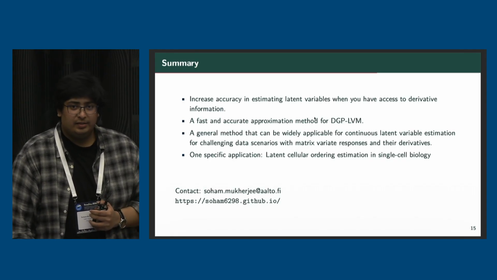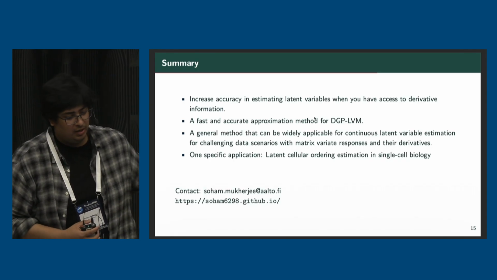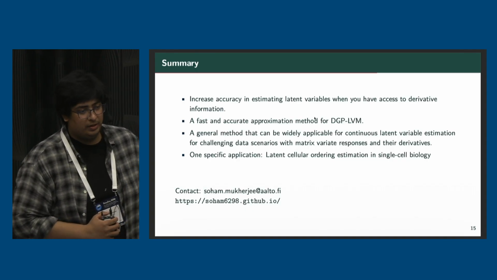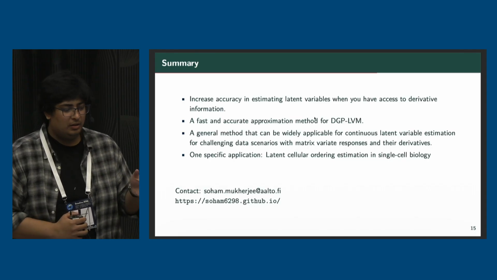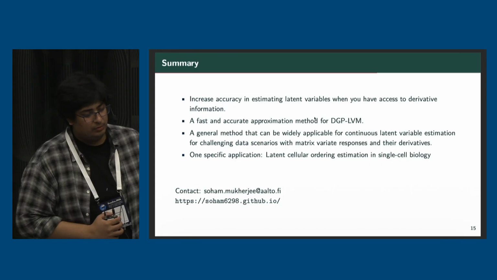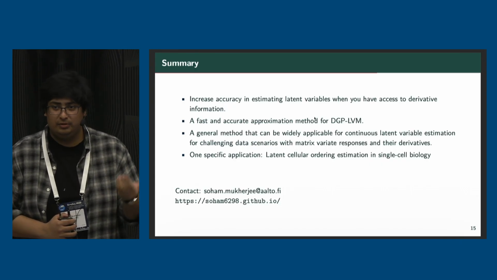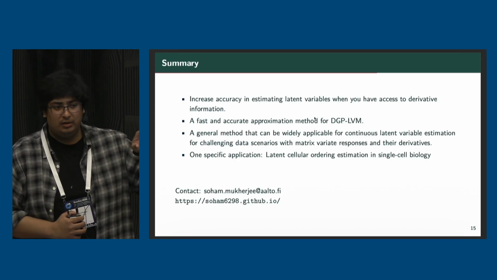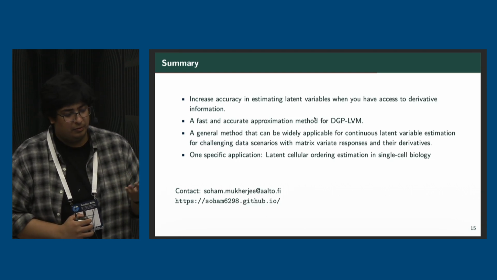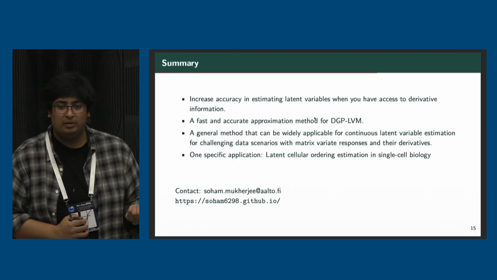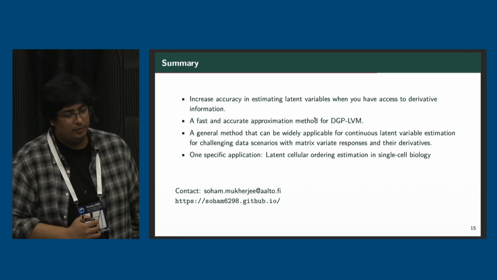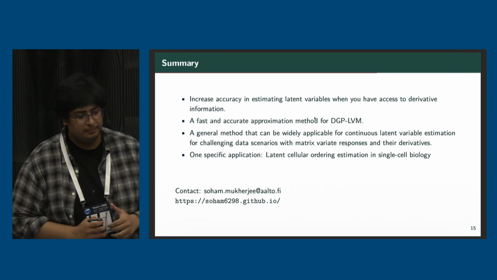One specific application that motivated our exact derivative paper was estimating latent cellular ordering based on gene expression data at a single cell level. There we had access to derivative information that comes from differences in splicing dynamics. By doing so, we simply provide posteriors that might help understand the underlying biological process better than, let's say, if we had modeled gene expression separately.